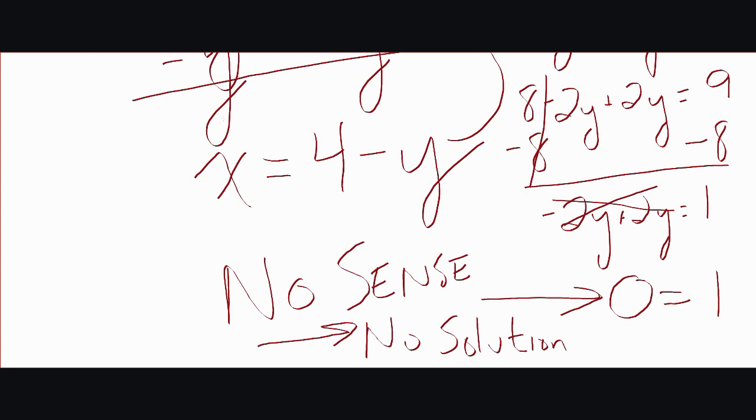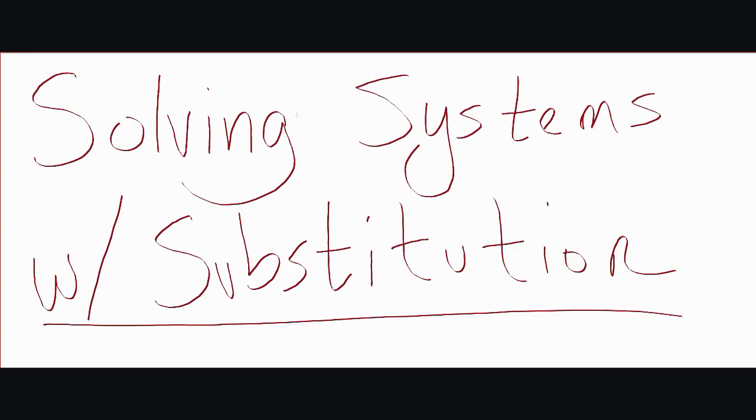No solution. Now, what does that mean in terms of the graph? Remember, no solution means these lines are parallel. Okay? These lines are parallel to one another. They have the same slope but different intercepts. So there is no solution. So we can figure that out using substitution. Once we get to the point where we get something that doesn't make any sense, we know there's no solution.